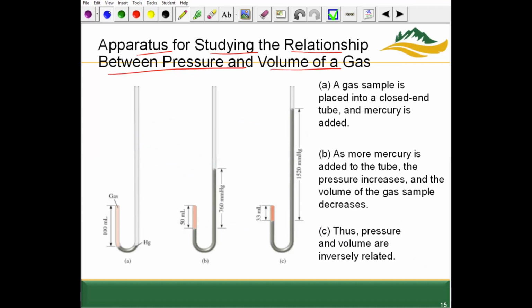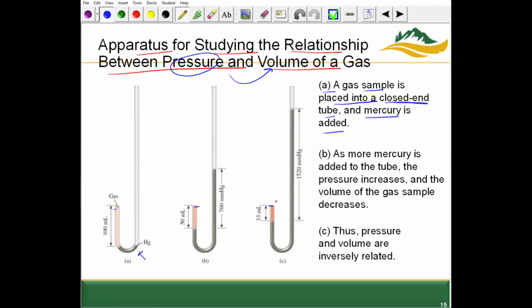So we talked about using these U-tubes, these manometers, for measuring the pressure of a gas. So how do we connect this to a volume? In A, a gas sample is placed in a closed-end tube and mercury is added. Notice this end here is closed for the gas.